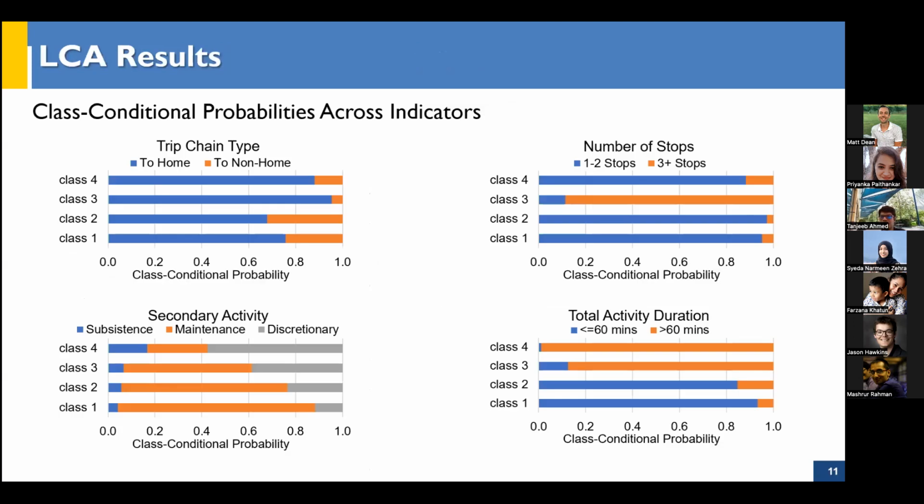So after checking the LCA models from 2 to 10 classes, the 4-class model is selected considering the goodness of fit statistics, the posterior probability matrix, and class interpretability. Each chart here shows the probability of response in a variable category given the class membership.